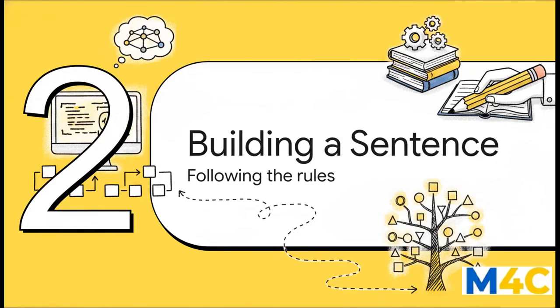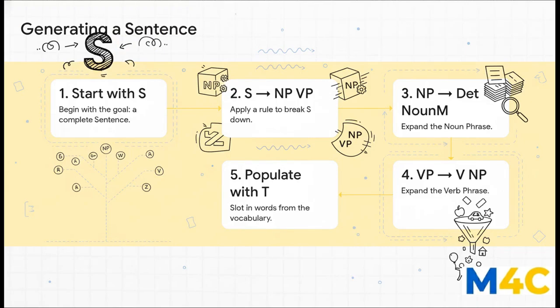Okay, so we've got the pieces and the rule book. Now for the fun part. Let's actually put them to work and see how this blueprint builds a sentence, right from scratch. All right, so we start with our goal, S for sentence. The rulebook says, okay, a sentence can be a noun phrase plus a verb phrase. Cool. Then we use more rules to break those down into smaller and smaller building blocks. Until, boom, we finally get to a point where we can slot in the actual words from our vocabulary.